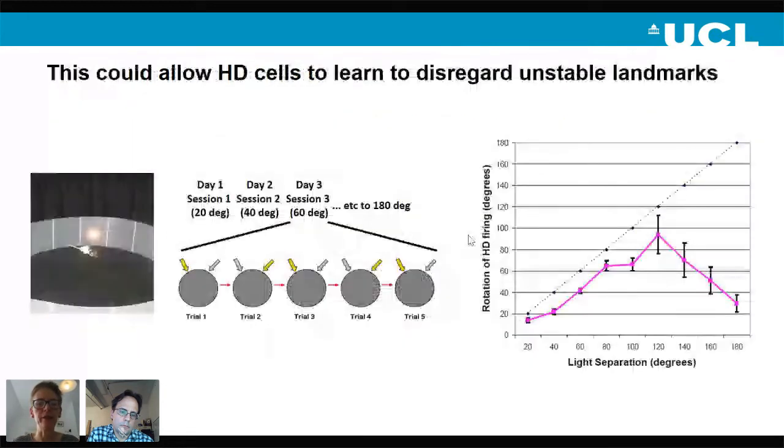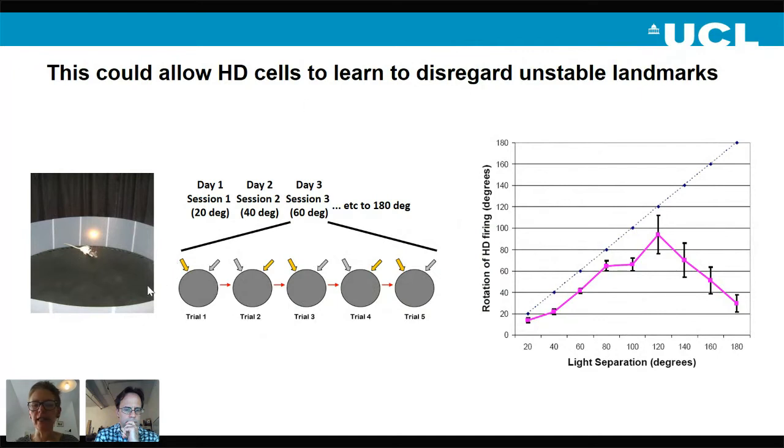So we have some experimental evidence that head direction cells are very good at this. In this experiment that we did in my lab a few years ago, Bex Knight, my PhD student, exposed rats to this landmark, which was a light that moved between two locations. It could move either a small distance, like 20 degrees or so, or a large distance, up to 180 degrees or so. And the amount that it moved back and forth increased day on day.